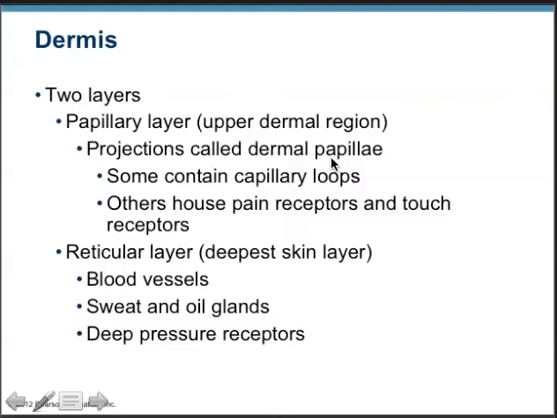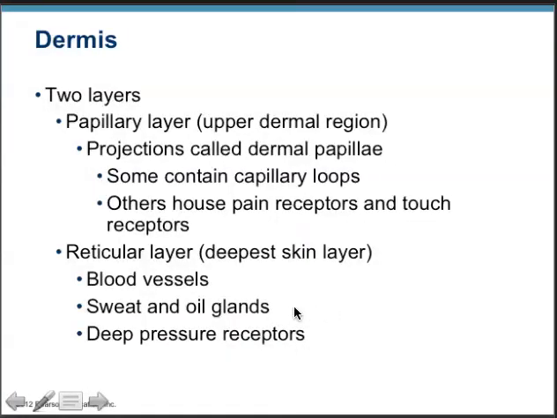In other regions of the skin, these papillae don't produce as distinct a surface characteristic. The reticular layer is the deepest skin layer, and it contains blood vessels, sweat and oil glands, and pressure receptors, which are modified nerve endings that respond to pressure.